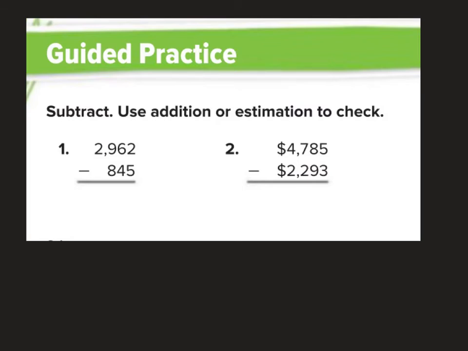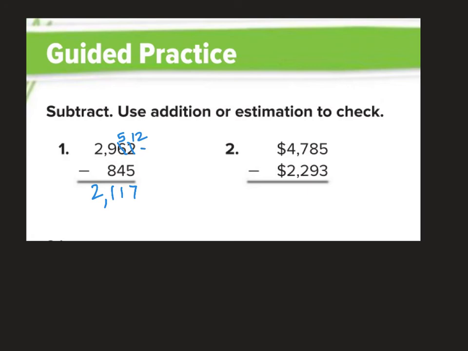Here's some guided practice. Here we go. 2 minus 5. I can't do it. Go next door and get 10 more. Hey, tens place, can I borrow 10 ones? Yes, you can. Now your tens place has only 5 tens, and you have 12 ones. 12 minus 5 is 7. 5 minus 4 is 1. 9 minus 8 is 1. And 2 minus 0 is 2.